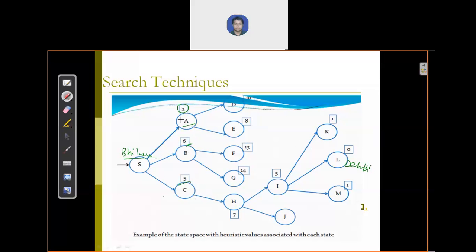If you choose this city, it will take this cost to reach Delhi. If you choose this city, it will cost this much to Delhi. It is giving you some guessing. Then from Ajmer, these are the possible paths. In this way, informed search works. Okay, is it clear?